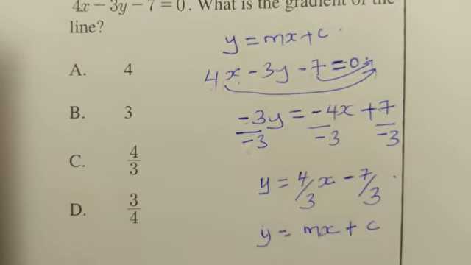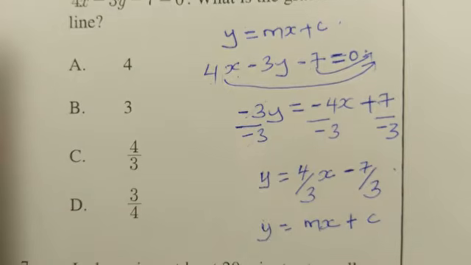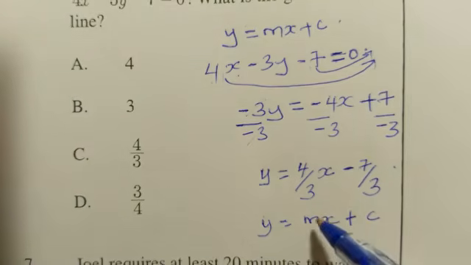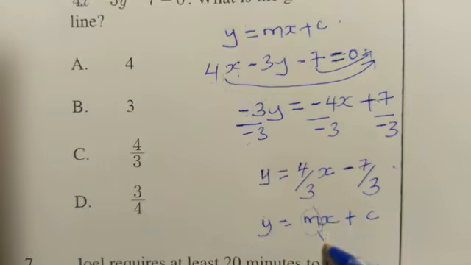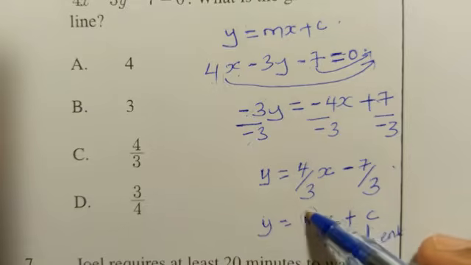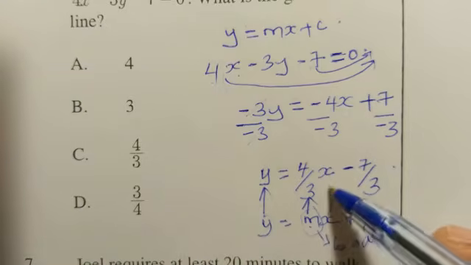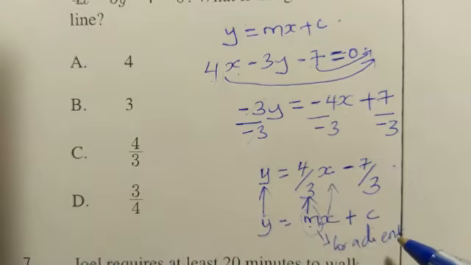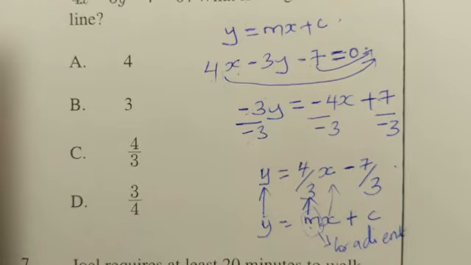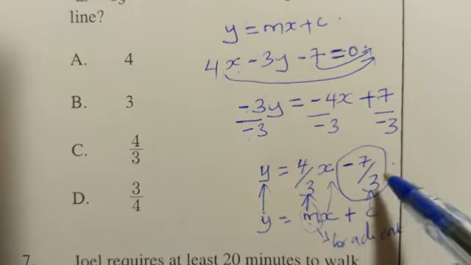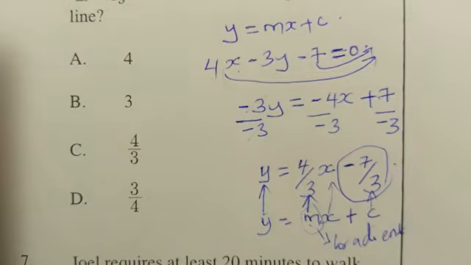Okay, we can also elaborate on the meaning of these variables in the equation. So we have y, we have m. M means the gradient. So we have y to y, m to that, x to x, and then plus c. C is a constant. So in our case, our constant is negative 7 over 3.